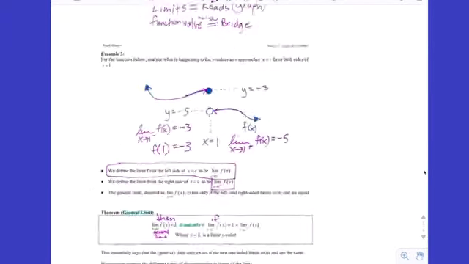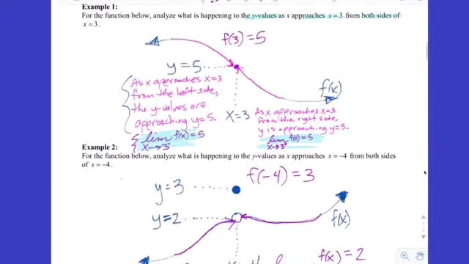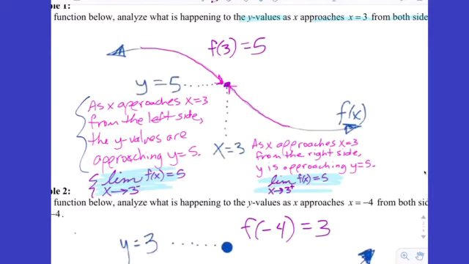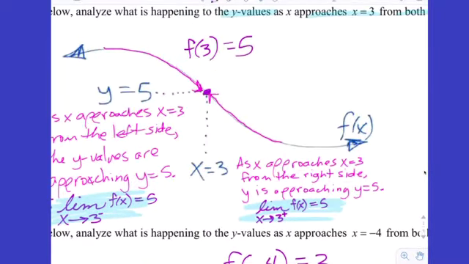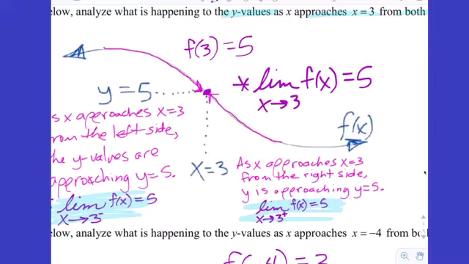Okay? So let's come back up here on example 1. The limit from the left was 5. The limit from the right was 5. Those are the same numbers. So here's what we could say by that theorem. We can now say that the general limit as x goes to 3, without the plus or minus, of f of x equals 5. Okay?